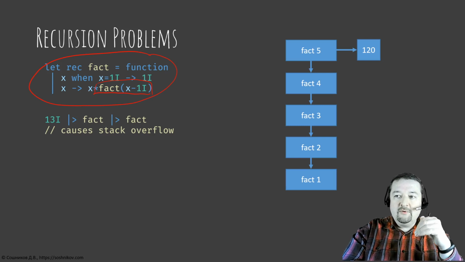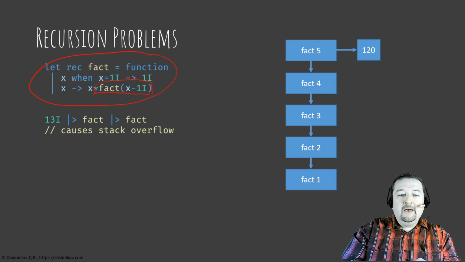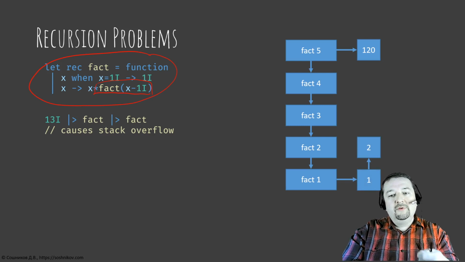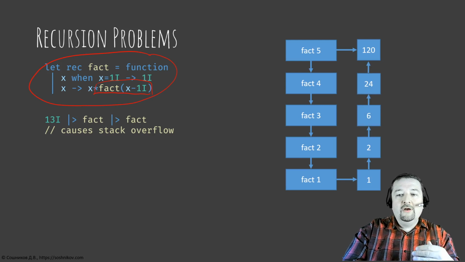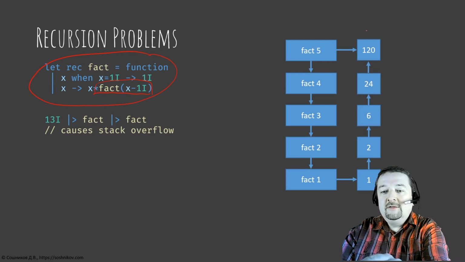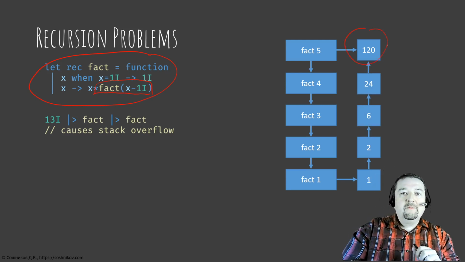We will go deeper into this calling stack until we reach the end. When we see that we reached factorial 1, the function would return us 1. And then we will go up, like the 1 would be returned, and at the previous level, I would need to multiply it by 2. At the next level, I would need to multiply it by 3, multiply it by 4, and finally multiply it by 5 to get the result 120.